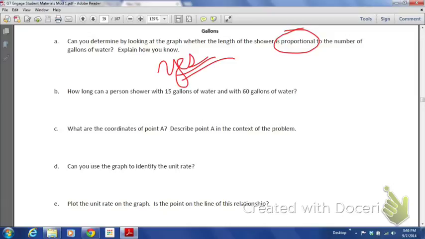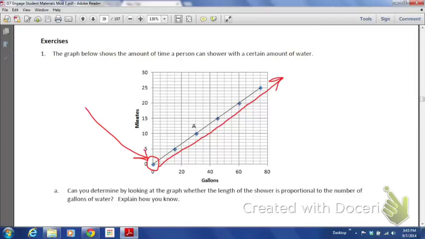Now answer B, again using this graph to glean information. How long can a person shower with 15 gallons of water and with 60 gallons of water? Okay, so again, we need to take a look.